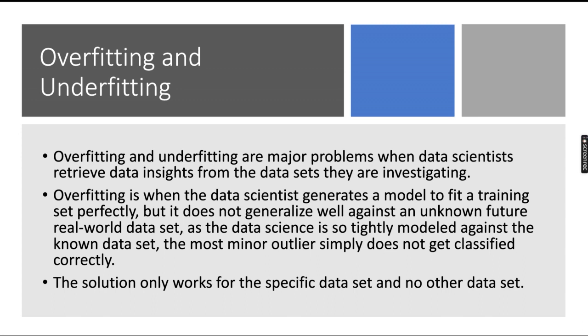So what we are doing is creating a model and trying to fit it to 80% of the data, and then we are testing it with the remaining 20% of the data. But if some new data arrives or we have certain outliers, this particular model is not able to classify the data correctly. So the solution works only for a specific data set, but it does not work for the general data set. This problem is known as overfitting or underfitting.